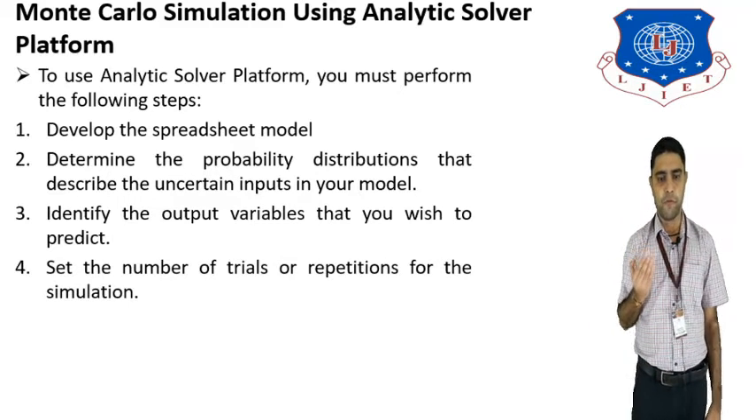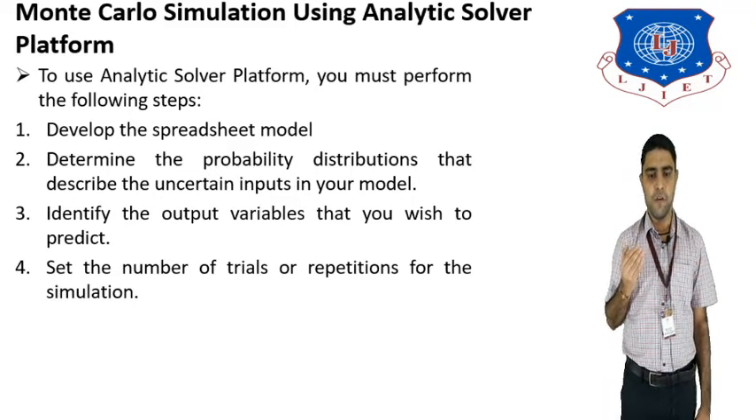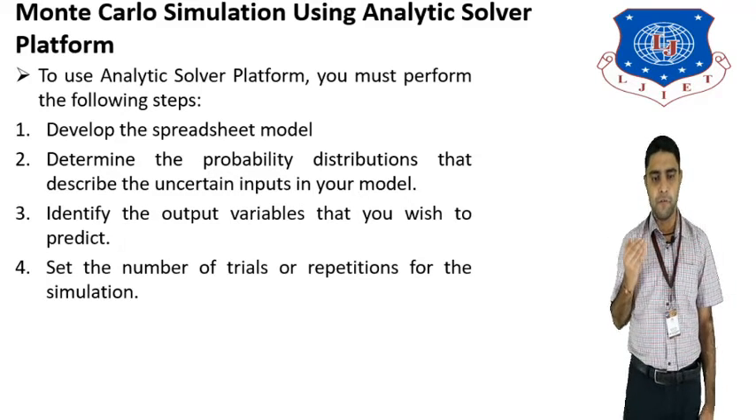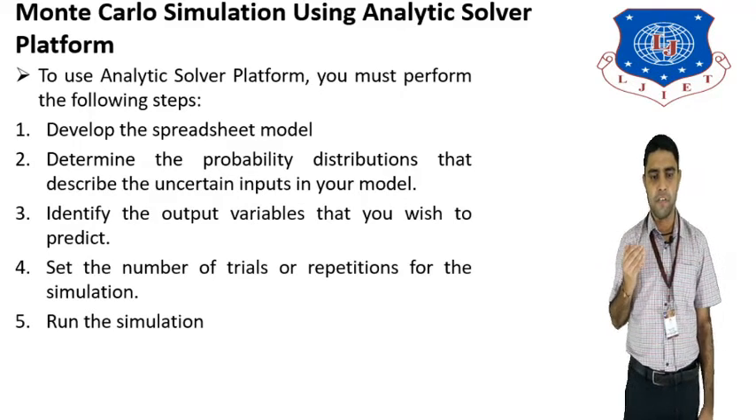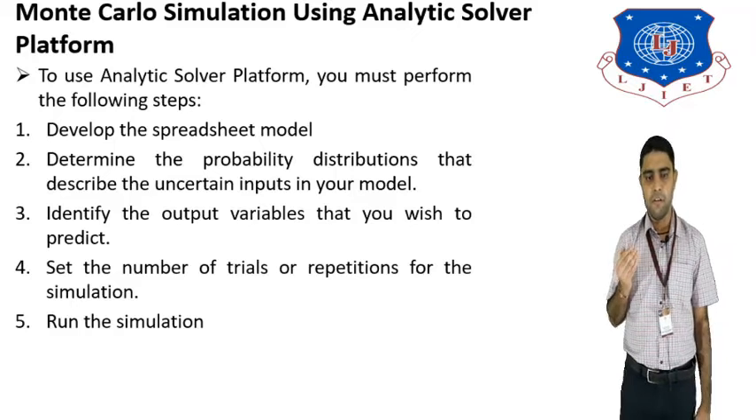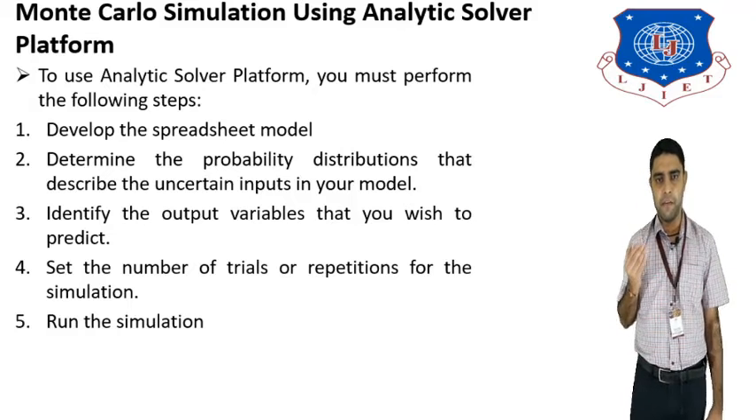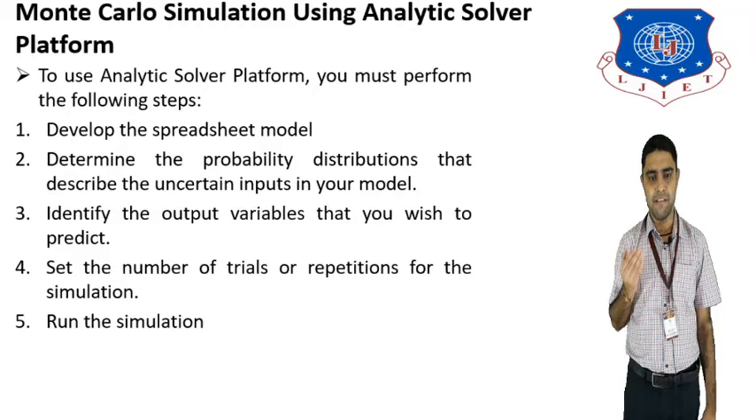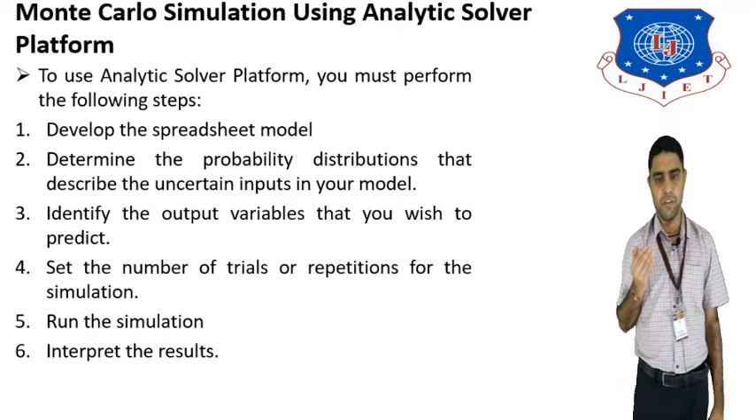After defining the output variables, we will set the number of trials, that is, the repetitions of the simulation. For example, for the probability distribution function, the number of trials taken will be 1000, and after that we have to run the simulation. So the fifth step is to run the simulation. After simulating the model, we will get the interpreted results. Results will be in the form of a chart, like a histogram, bar graph, or line chart. This is the output of the Monte Carlo simulation using the Analytic Solver Platform.